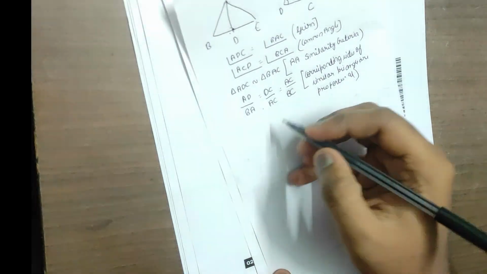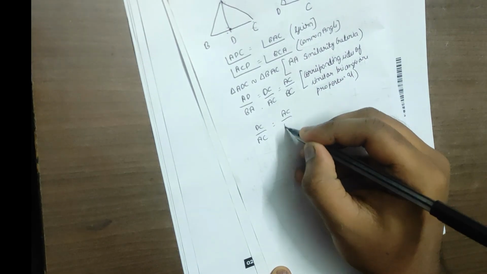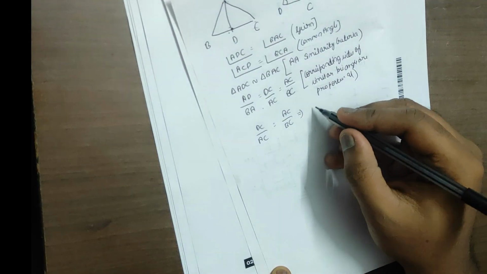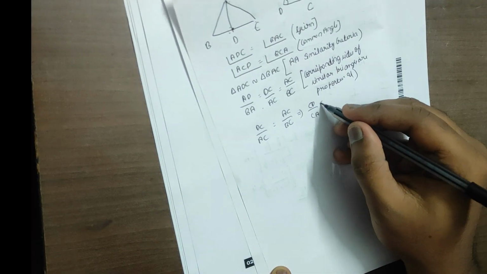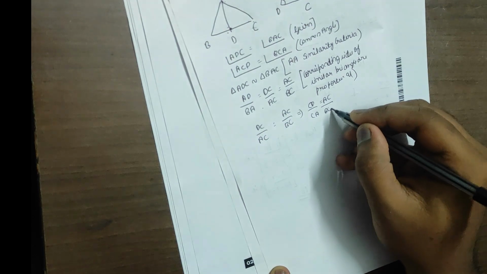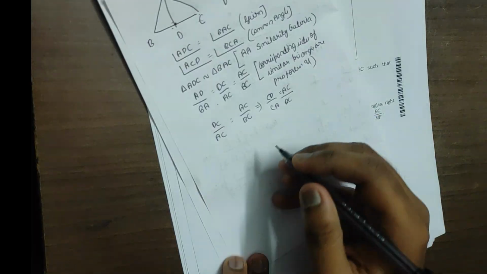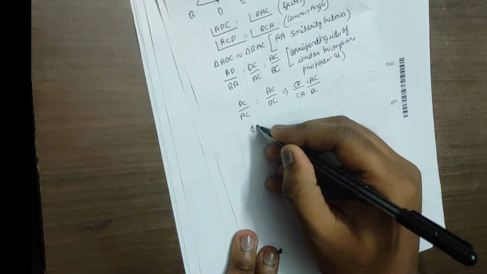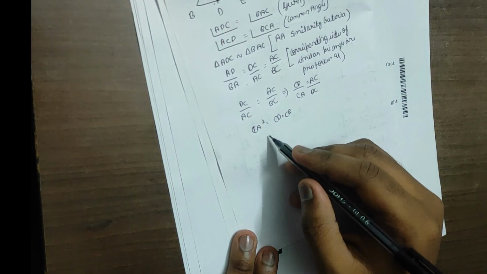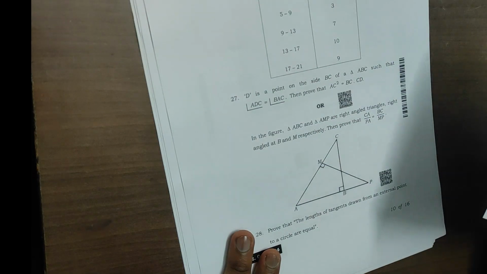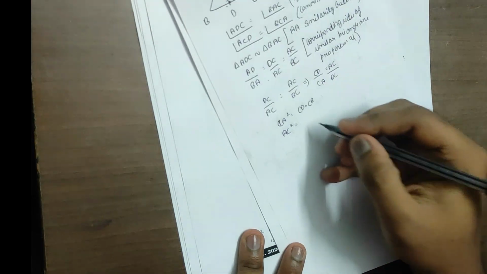Now by this we can observe that DC by AC is equal to AC by BC, that is similarity proportional as CD by CA. I just interchange the sides, is equal to AC by BC. Now multiply this. CA is equal to AC, so CA square is equal to CD into CB. Now as it is required by the question, we will write AC square is equal to BC into CD.